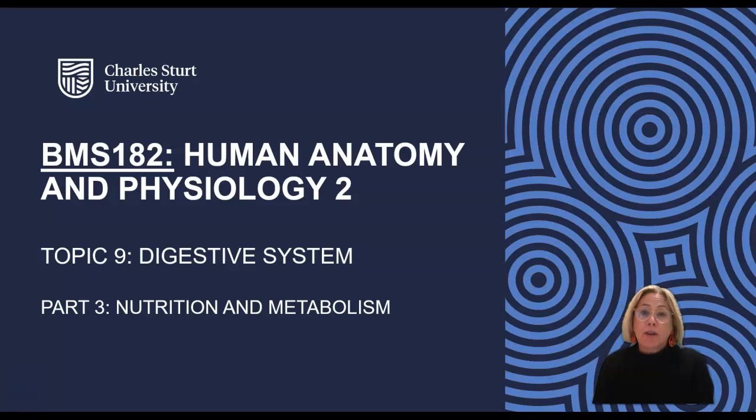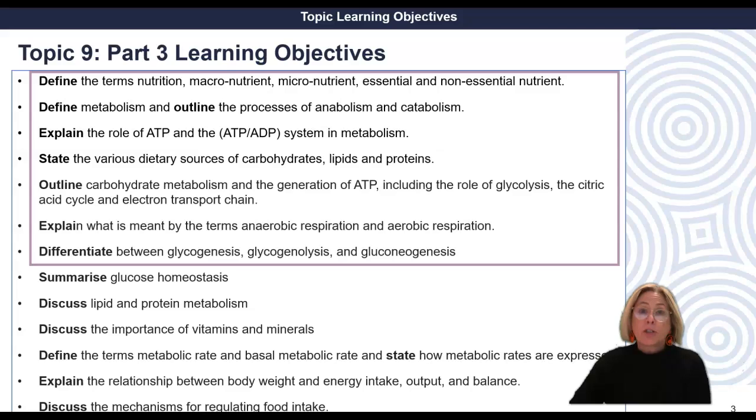Hi everyone, this is the final component of this topic on the digestive system, and it's on nutrition and metabolism. These are the learning objectives for this part of the topic, and they are to be able to define the terms nutrition, macro and micronutrient, and essential and non-essential nutrient. Be able to define what we mean by metabolism and outline the processes of anabolism and catabolism.